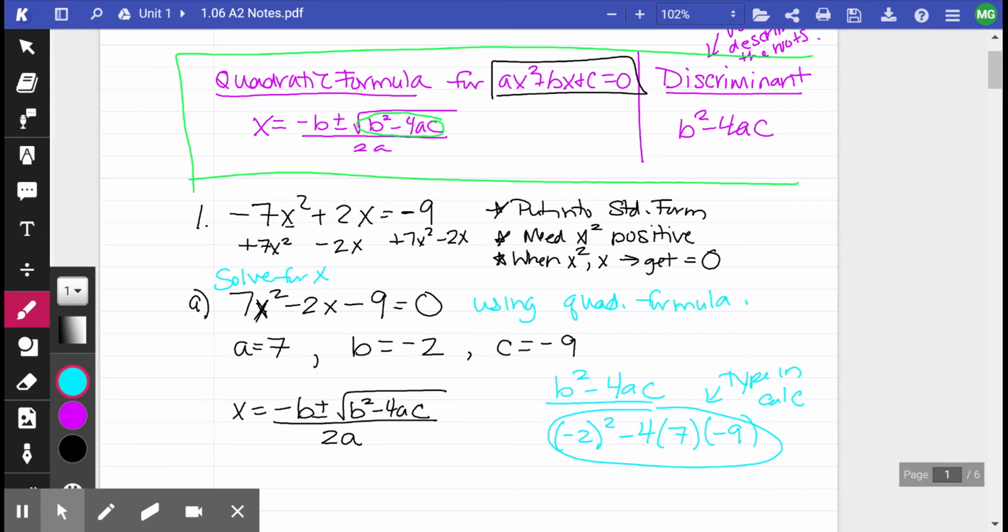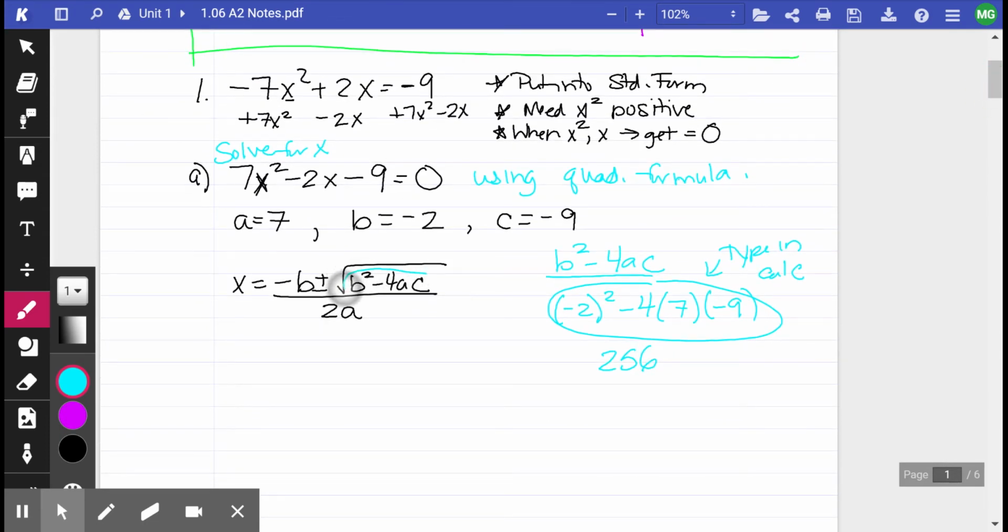And we get 256. So my discriminant is 256. That's going to be the number underneath the radical right here. What that tells me is that because it's a perfect square, so imagine 256 under a square root. Would that be a perfect square? Yes, 256, the square root of that is 16. So since it's a perfect square, it tells me that my roots are going to be rational.